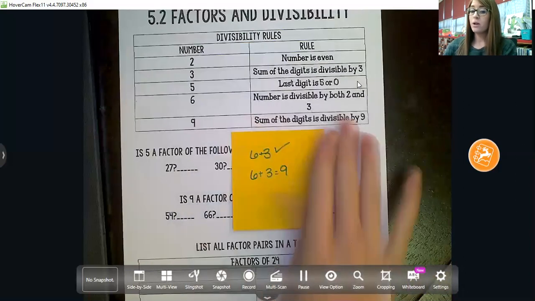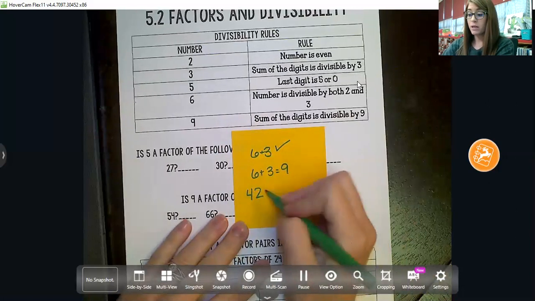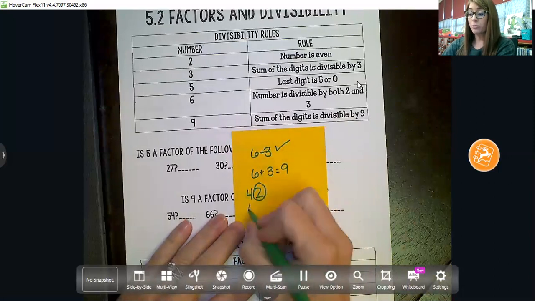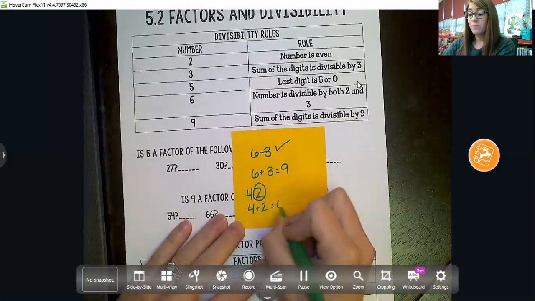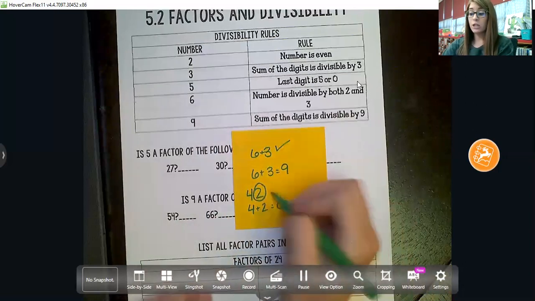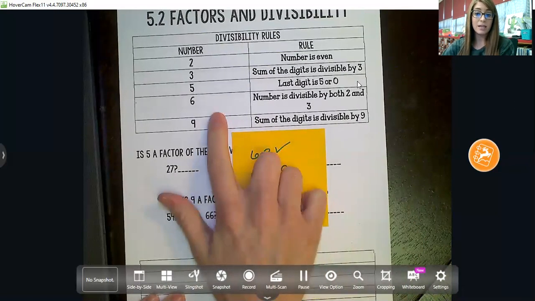So for example, the number 42, it can be divided by 2 because it is an even number. It ends with a 2. And it can be divided by 3 because 4 plus 2 is 6, and 3 can go into 6 evenly. So 42 would be divisible by 2 and 3, which means it's divisible by 6.